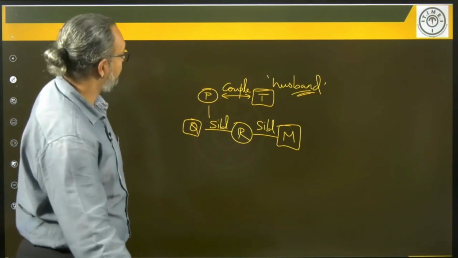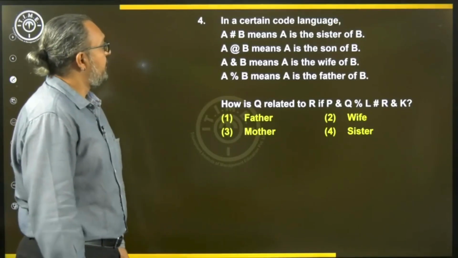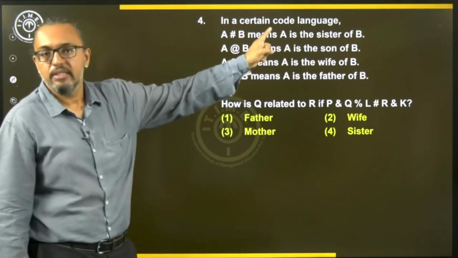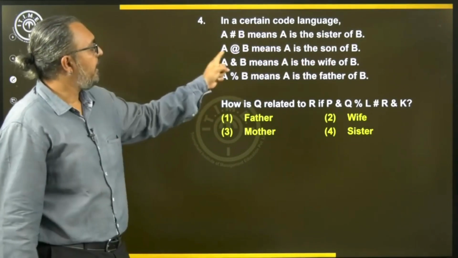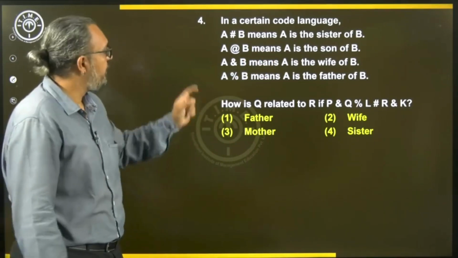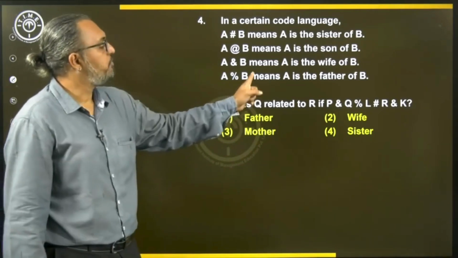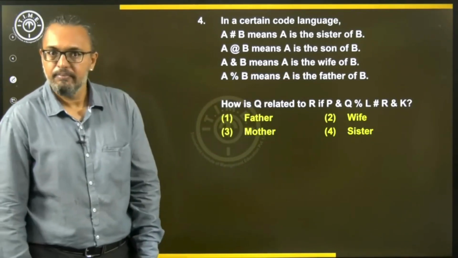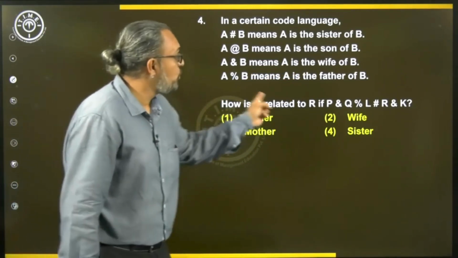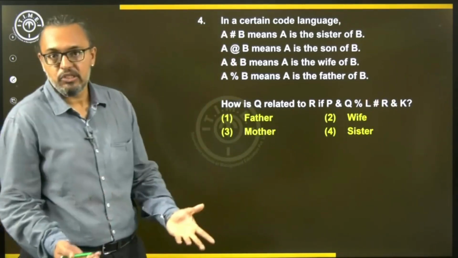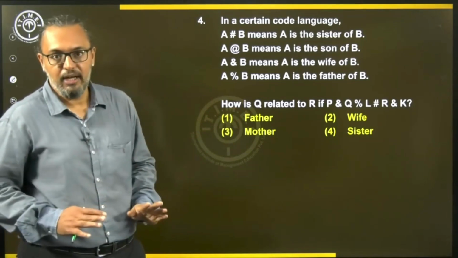Then next, again in a certain code language, A hash B means A is the sister of B, A at the rate B means A is the son of B, A ampersand B means A is the wife of B, A percentage B means A is the father of B. And then he asks, how is Q related to R if this is the expression? So we again construct a family tree and we'll get our answer.